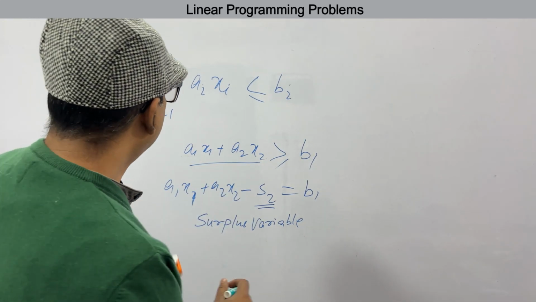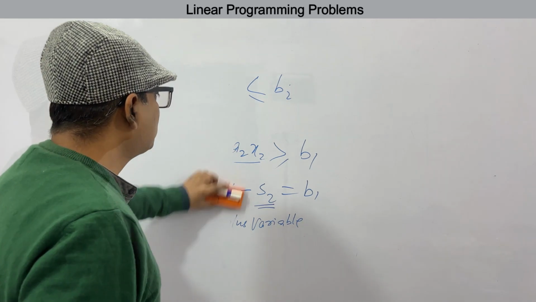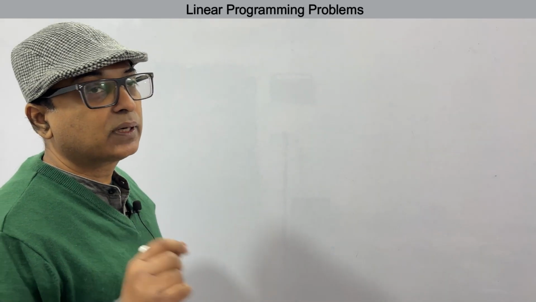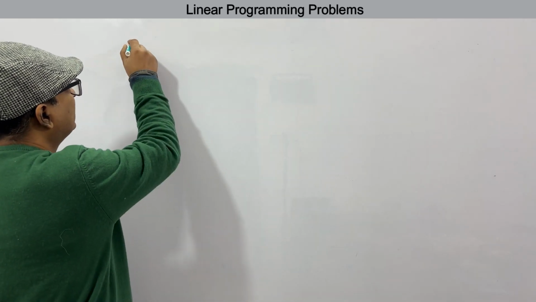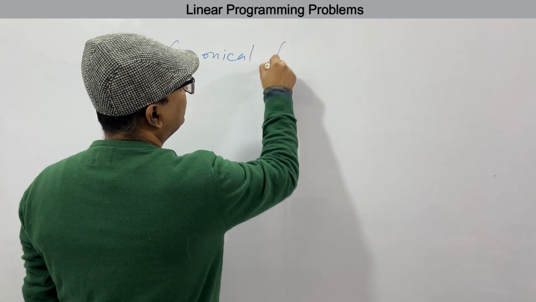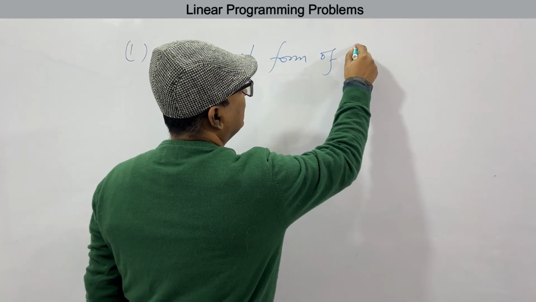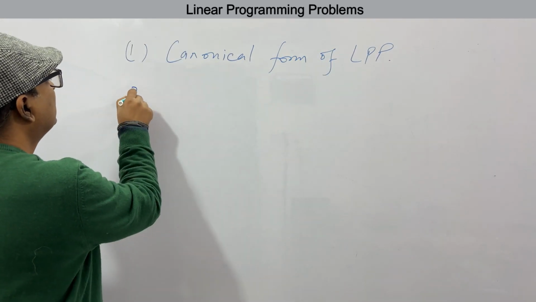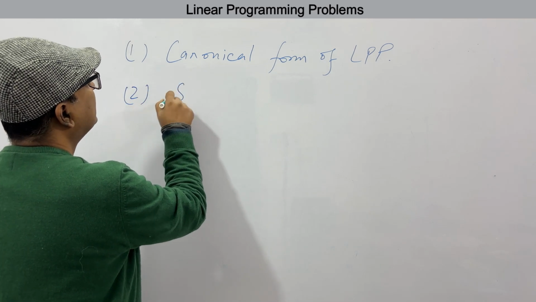Okay. So now we'll consider two forms of linear programming problems. First is called canonical form, the canonical form of linear programming problem. And second is called standard form.